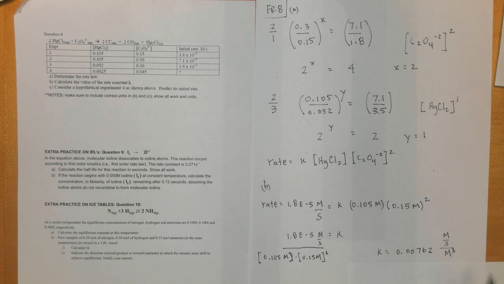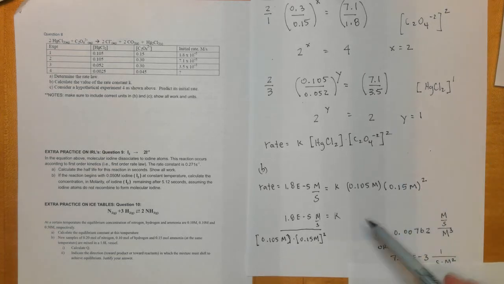0.00762. My units, of course, would be molarity per second divided by molarity to the third power. And then the molarities, of course, end up canceling, and so I end up with 1 over seconds times molarity squared. So there's part B.